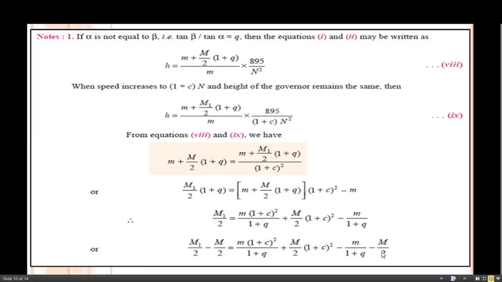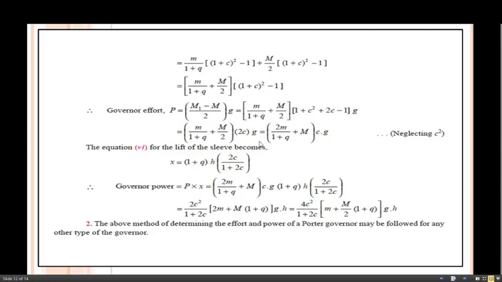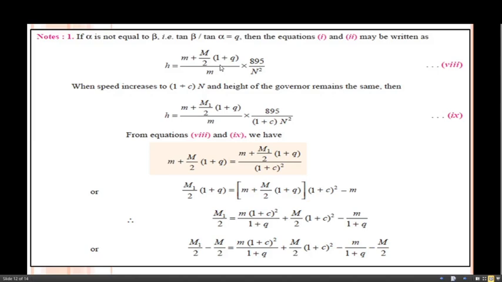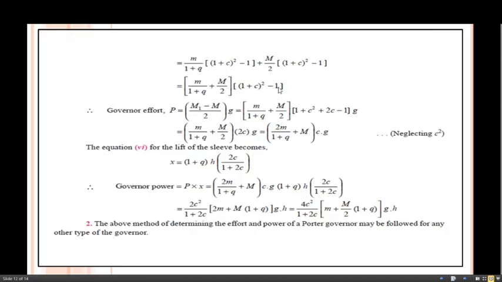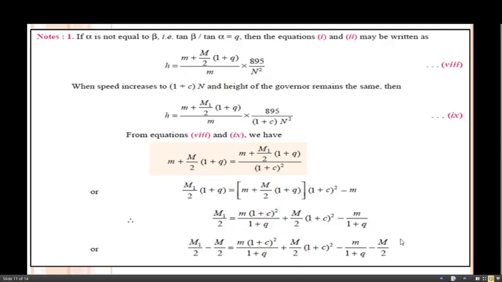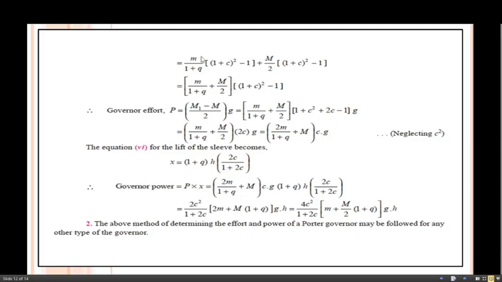Okay, so in the next step you can get this term like this. Take m divided by 1 plus q common from this term and this term, and the remaining ones I will try to write clearly. So from this term and this one, m by 2 is taken common, and from this term and this one, m divided by 1 plus q is taken common. So we can get this one like this.